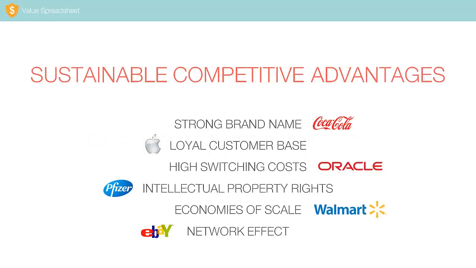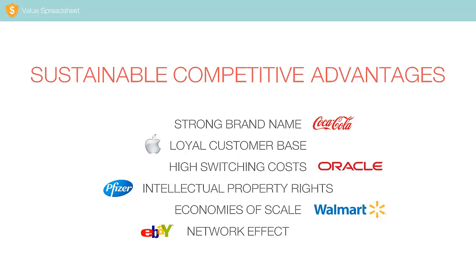Here is a list of sustainable competitive advantages and real-world examples. Coca-Cola has such a strong brand name that Warren Buffett once said that if someone gave him several $1 billion to kick Coca-Cola off the throne, he would give it back. It can't be done, he said.